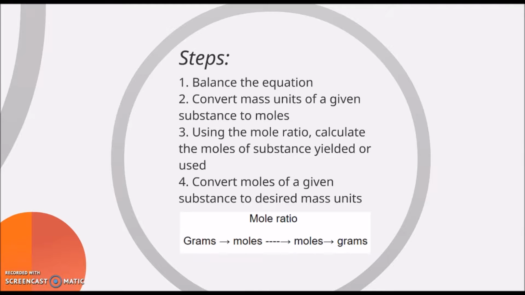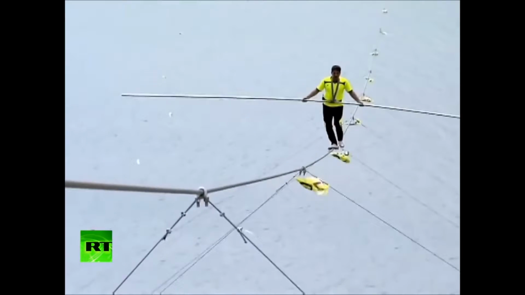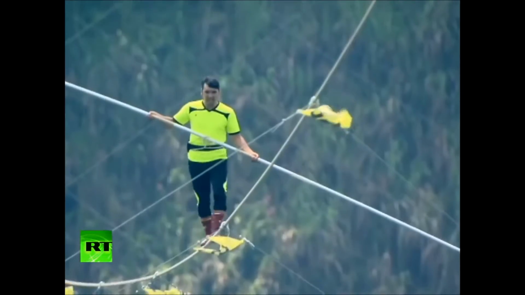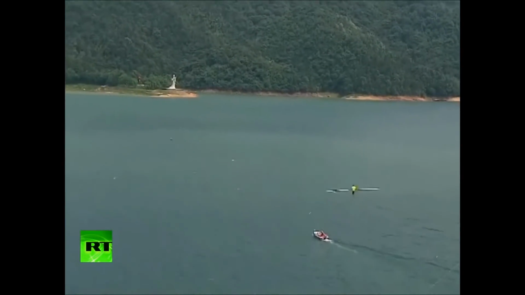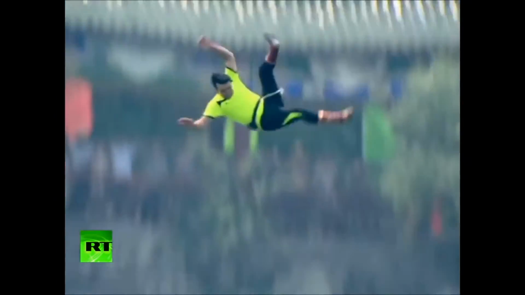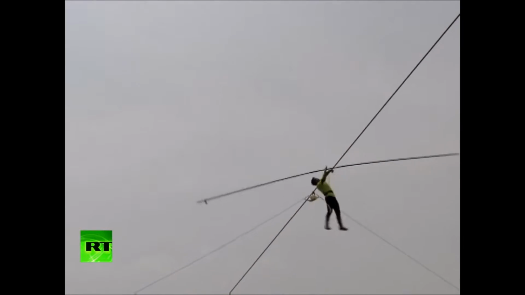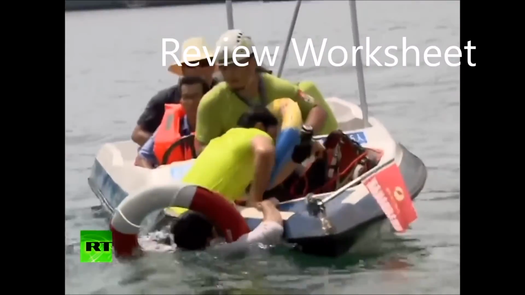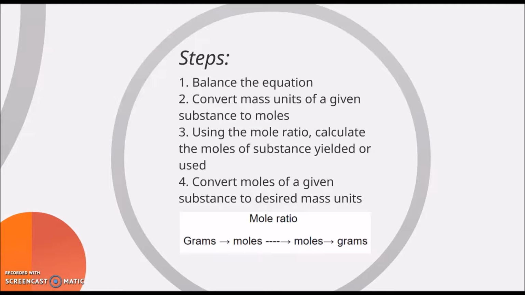First, you balance, and remember this is the most important part, since balancing incorrectly can ruin the rest of your equation. Then you would convert grams to moles and use the mole ratio, and then you would convert back to grams.